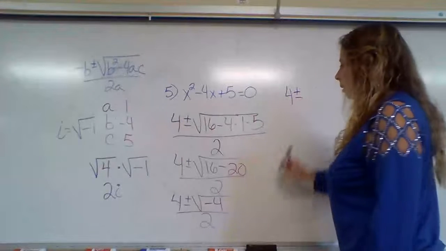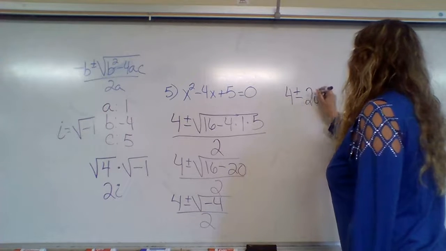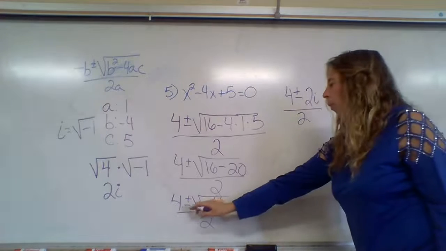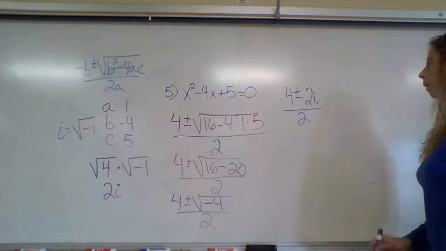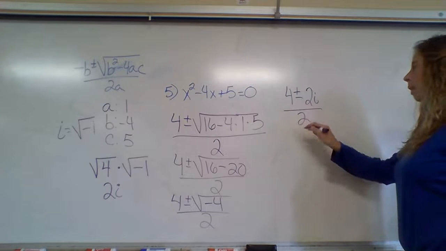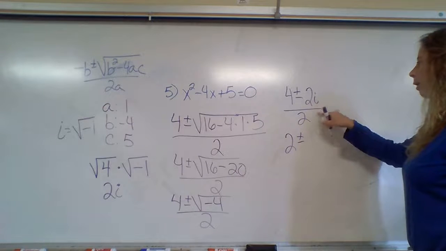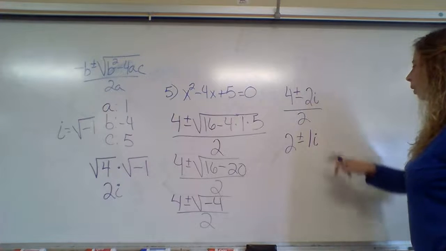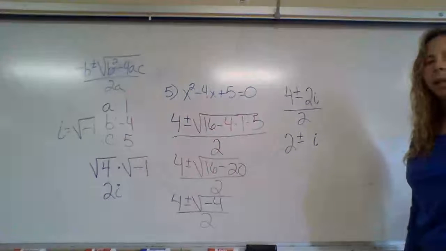Come here. 4 plus or minus, so this is now 2i, right? We just did that, all over 2. 4 plus or minus, this became 2i all over 2. Last step is to divide. 4 divided by 2 is 2, plus or minus 2i divided by 2 is just 1i, and you don't need to write the 1, you can just write i. So 2 plus or minus i, and that is your final answer.